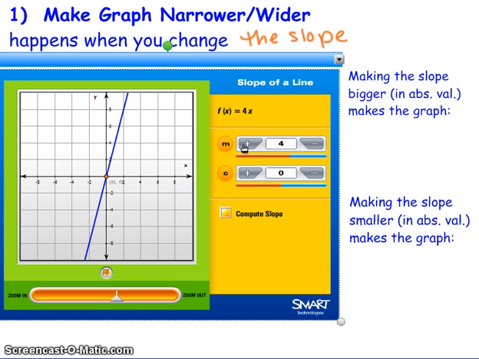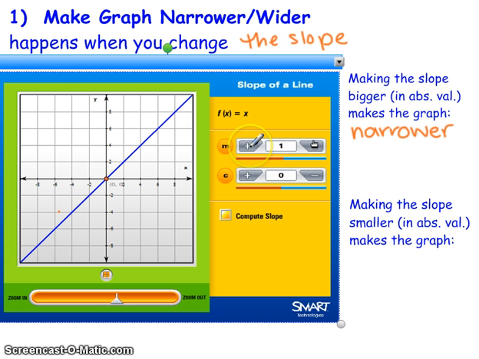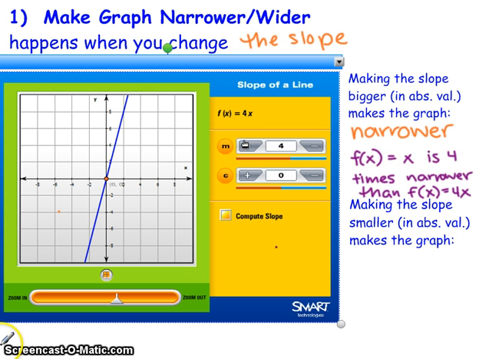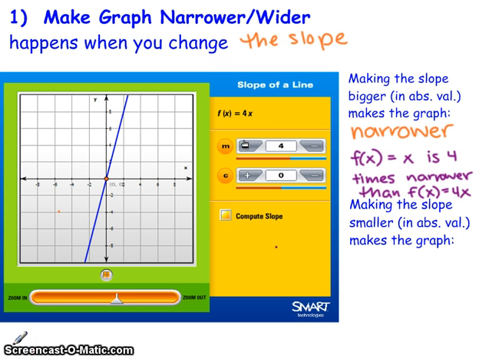And you can see that each time I increase the slope, I am making the graph that we see narrower than it was before. This graph of f of x equals 4x is narrower than the graph of 3x, which is narrower than the graph of 2x, which was narrower than just the graph of x. So, for example, the graph that we had just been looking at, f of x equals 4x, is 4 times narrower than f of x equals x. And that's because we made the slope 4 times bigger.